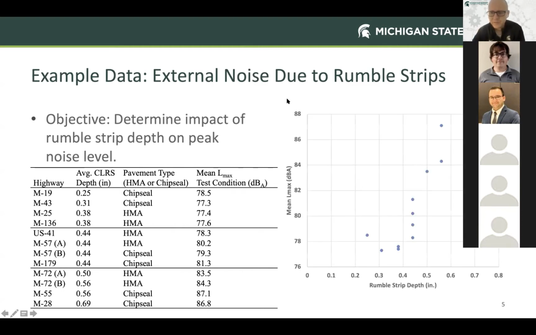Here we see a general plot that illustrates how our peak noise levels increase as a function of our rumble strip depths. As you'll see here, it does appear that we have a significant relationship. Generally speaking, as those rumble strips get deeper and are milled further, we do see that those noise levels also tend to increase accordingly. We'll investigate that a little bit further formally through our linear regression analyses today.